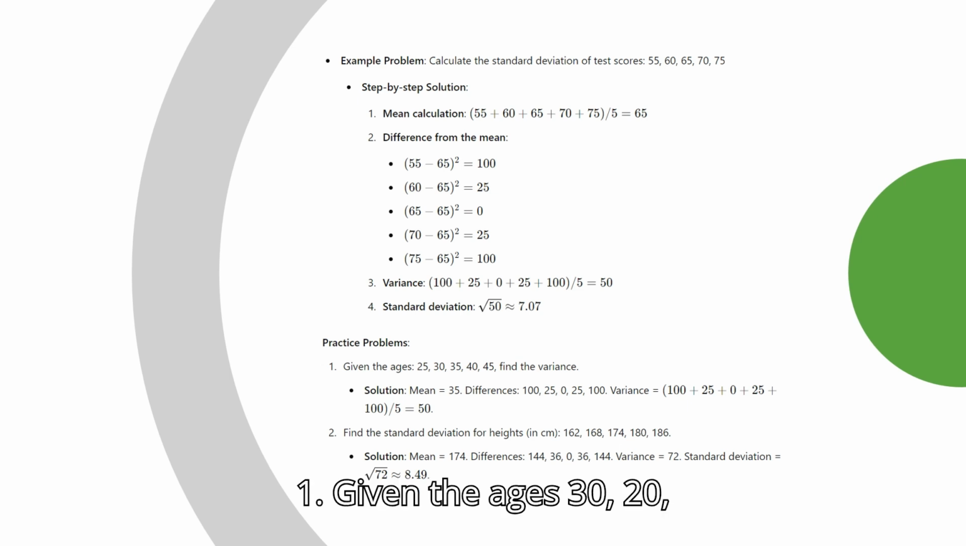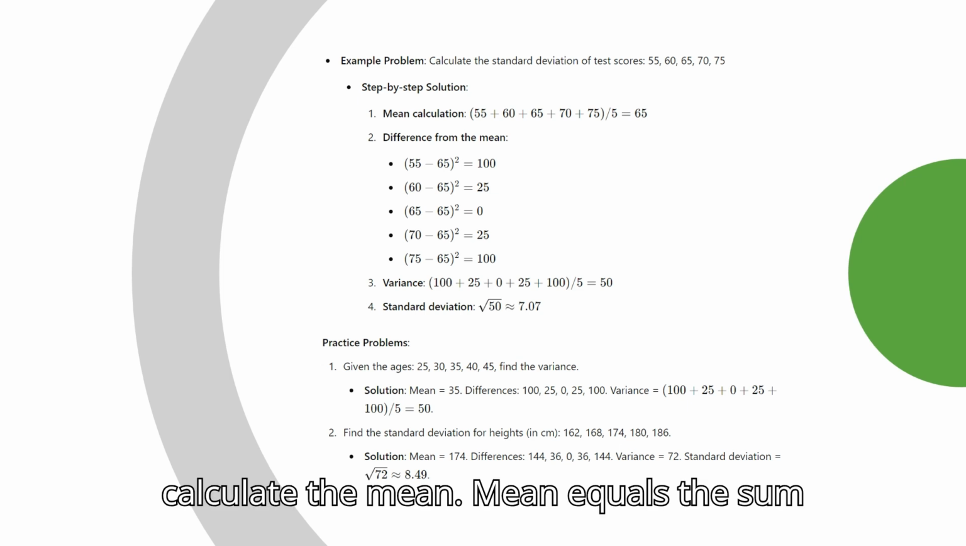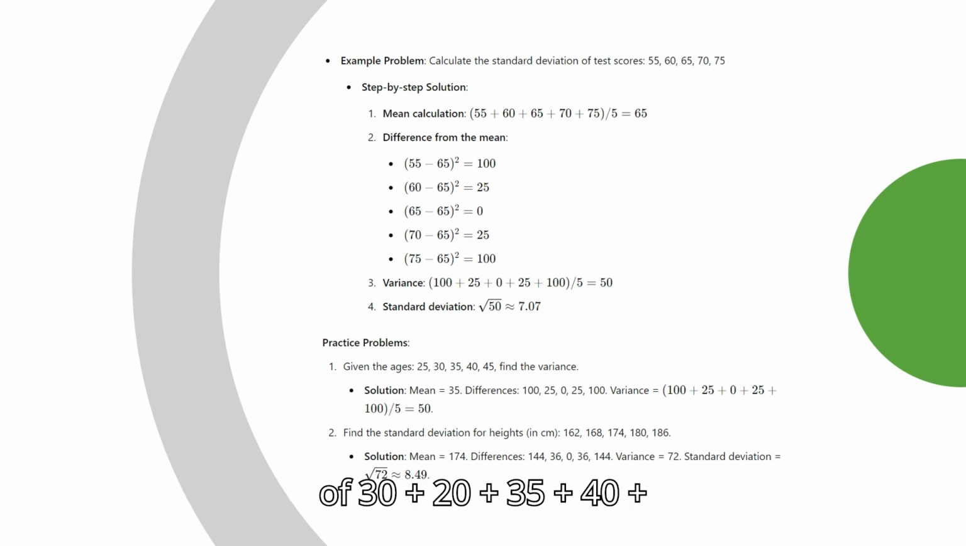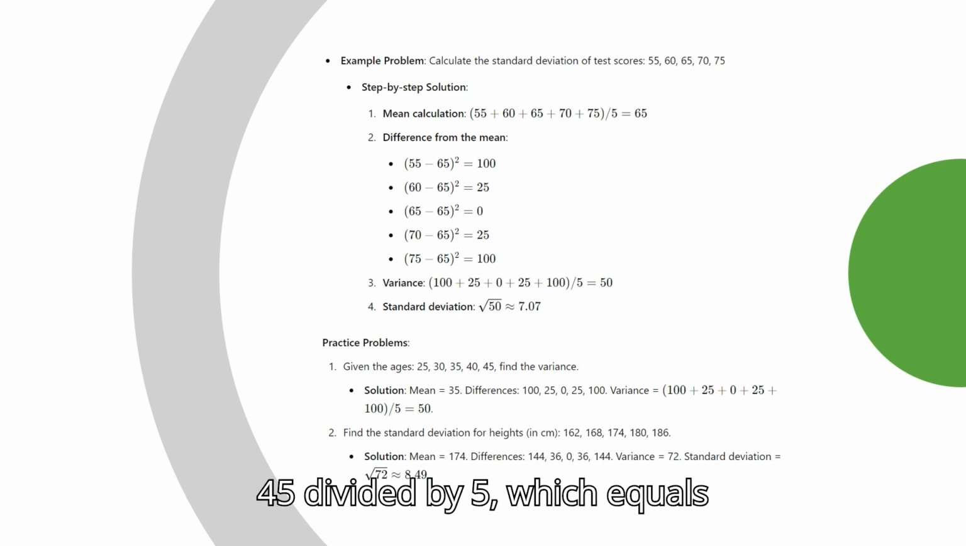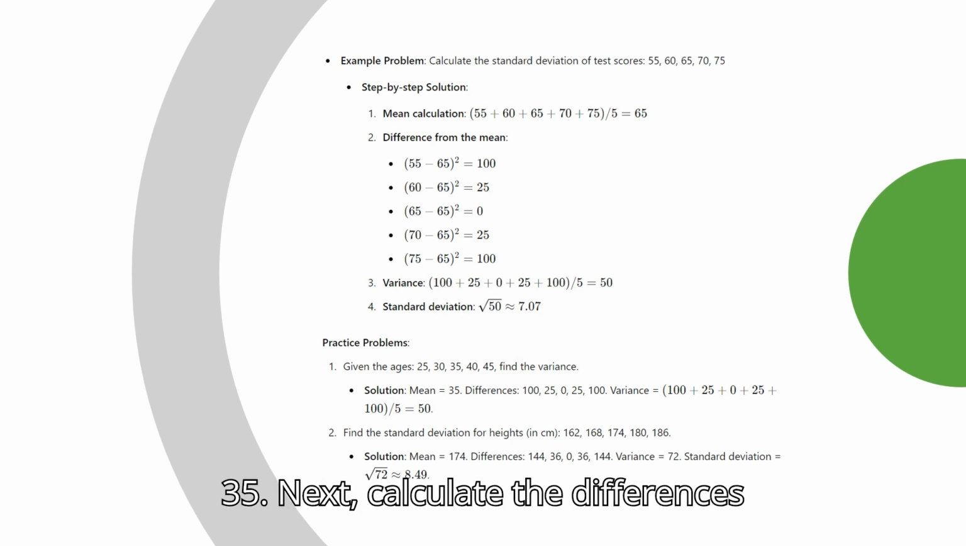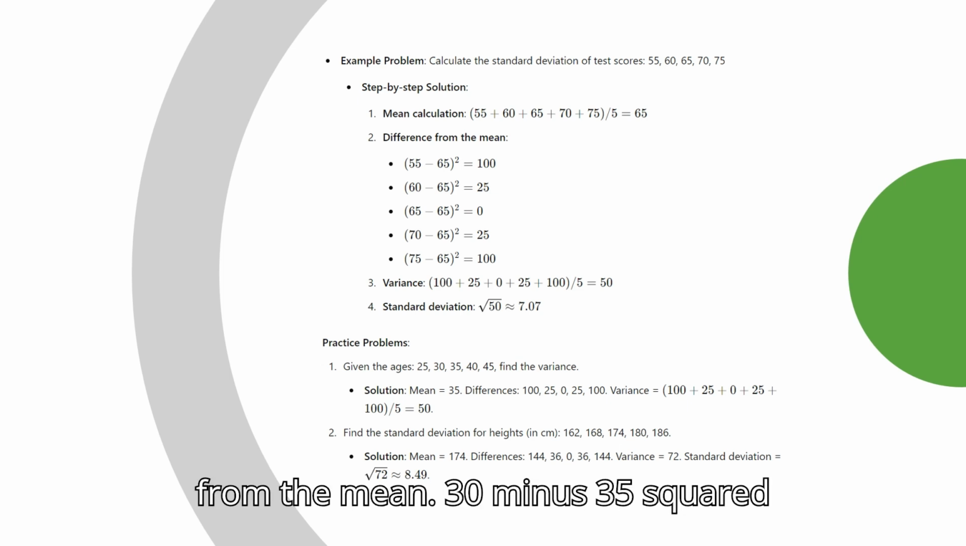Practice problem 1. Given the ages 30, 20, 35, 40, and 45, find the variance. Solution. First, calculate the mean. Mean equals the sum of 30 plus 20 plus 35 plus 40 plus 45 divided by 5, which equals 35. Next, calculate the differences from the mean.